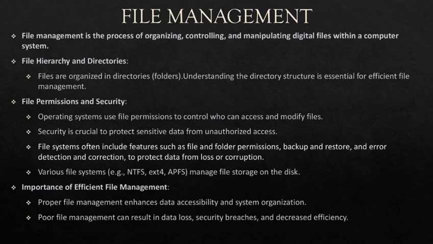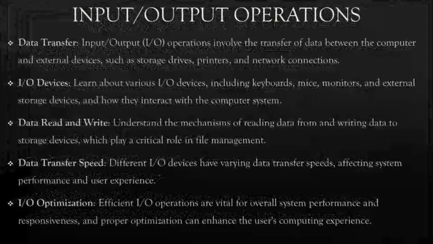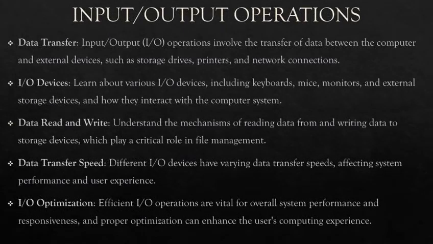From transferring data between devices to understanding the speed of different I/O devices, it's a crucial part of the computing experience. As we can see here, there are many input and output operations, which are data transfer, I/O devices, data read and write, data transfer speed, and I/O optimization. I/O operations involve the transfer of data between the computer and external devices such as storage drives, printers, and network connections. Understanding the mechanisms of reading data from and writing data to storage devices plays a critical role in file management.